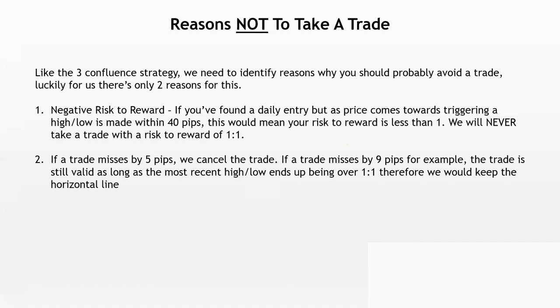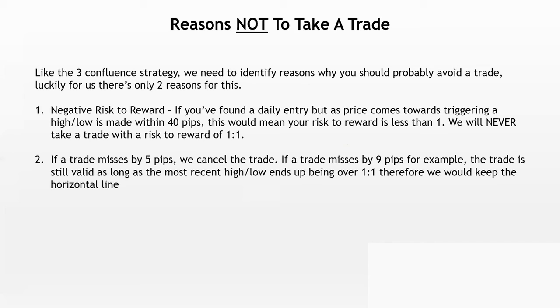If a trade misses pending by 5 pips, we will cancel the trade. So, for example, if a trade misses by 9 pips, you will still keep the pending as long as the most recent high or low ends up being 1-to-1. So therefore, we would keep the horizontal line on the trade, but obviously the minute it misses by 9 pips, you will have a 4-hour low within 9 pips.